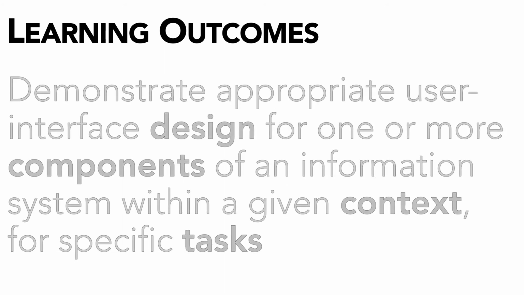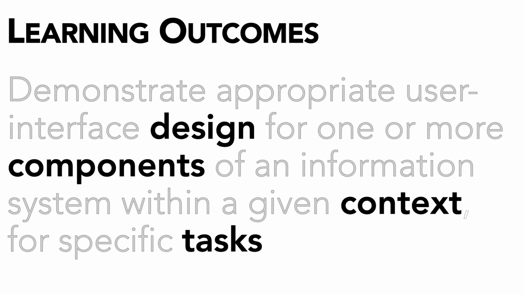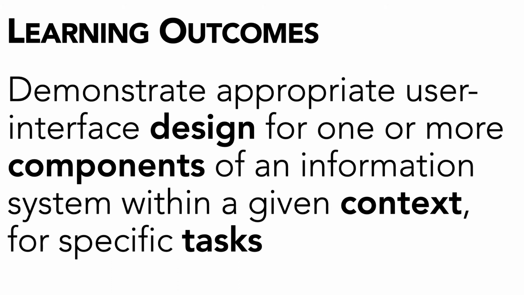Next, at the end of the term, you should be able to demonstrate appropriate user interface design for one or more components of an information system within a given context for specific tasks. Again, you can see that there are parts of the text here on the screen that are bolded, and that is because these are points of focus that we're going to be emphasizing as we start to move through the term here. And when we're referring to an information system, largely we're talking about software, but to some degree, that can include hardware as well.